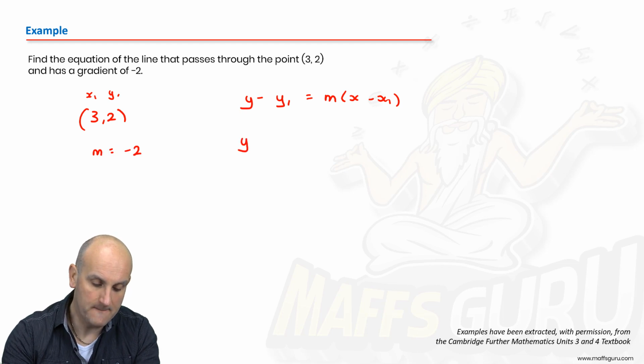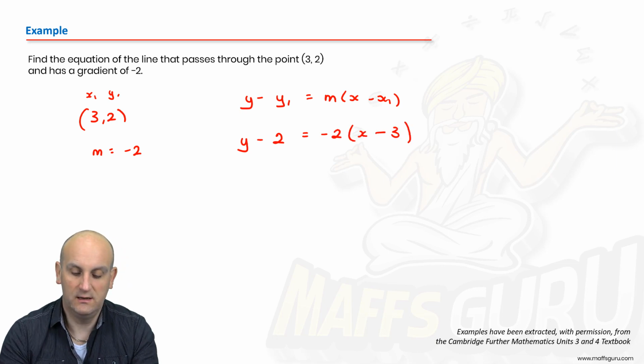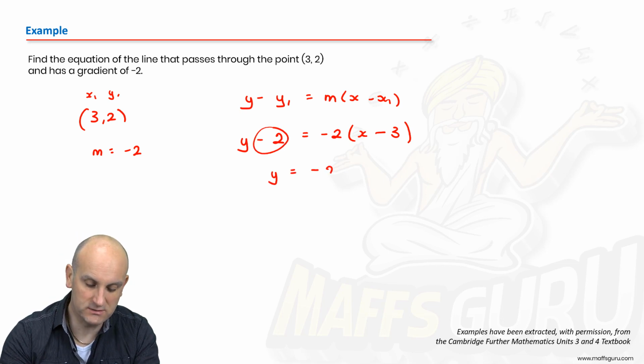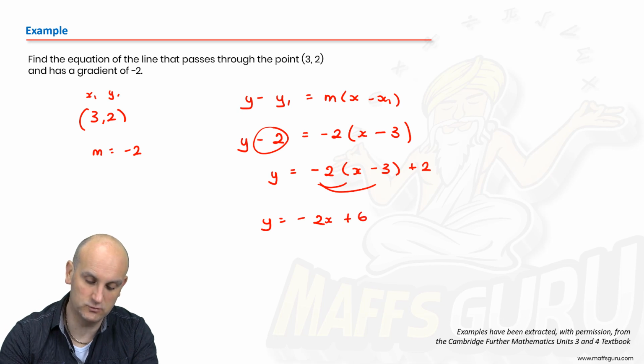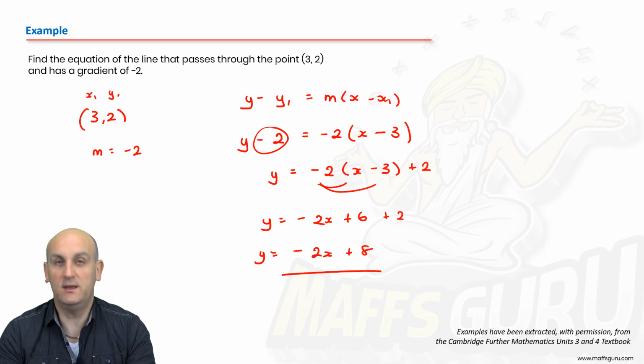So y minus y1, which is 2, is equal to m, minus 2, times (x minus x1, which is 3). I'm going to add 2 to both sides to get rid of that. So y is equal to minus 2(x minus 3) plus 2. I'm going to multiply out my brackets, multiplying what's outside by what's inside. Minus 2 times x is minus 2x. Minus 2 times minus 3 is plus 6. Ooh, tricky. And so we're going to add that to become minus 2x plus 8. And there we go.